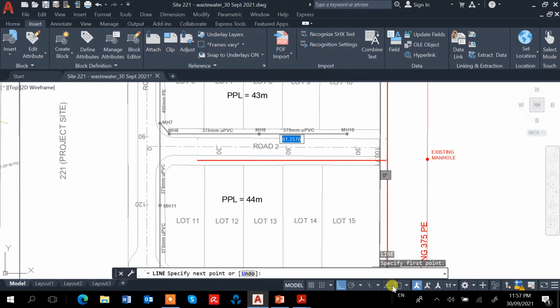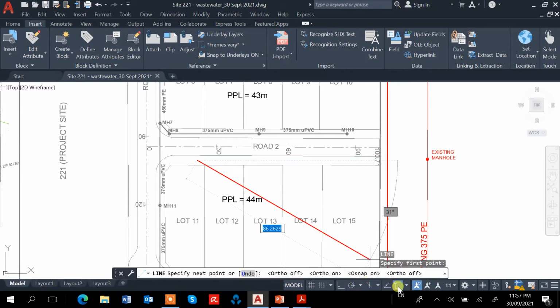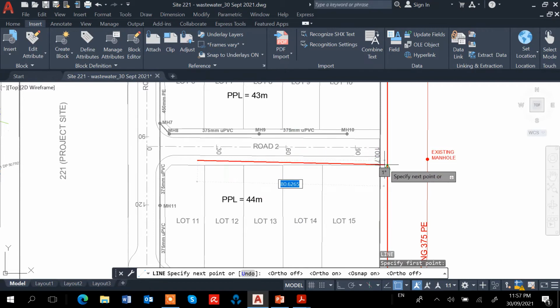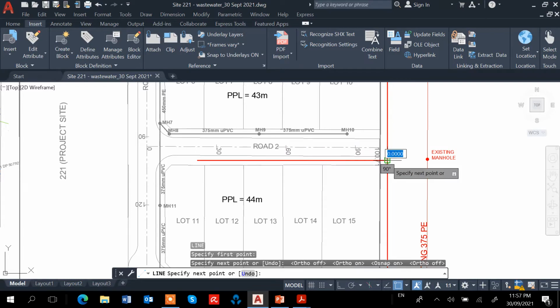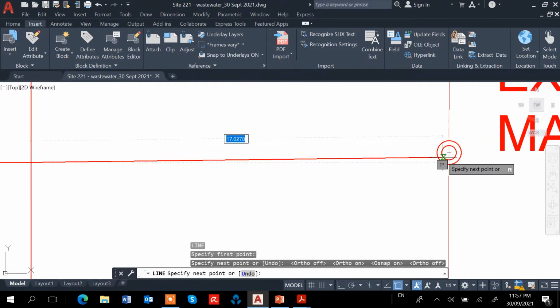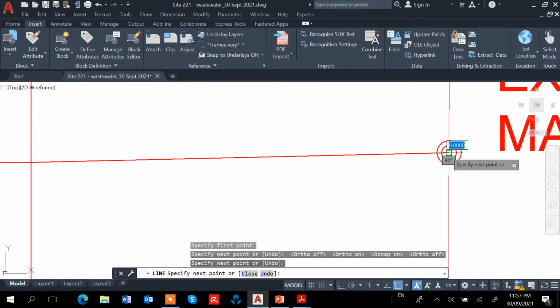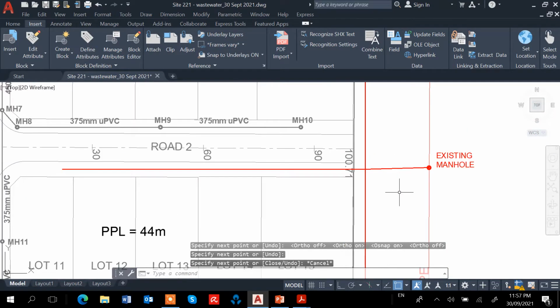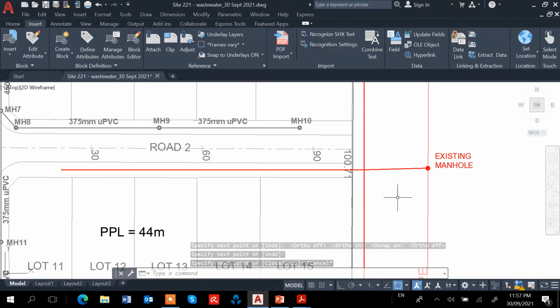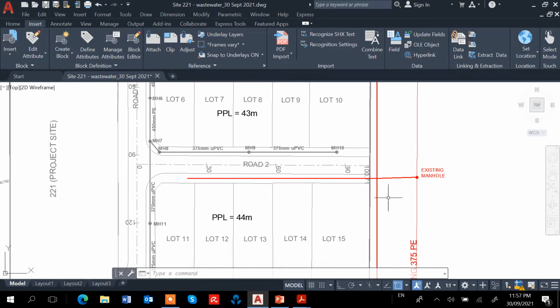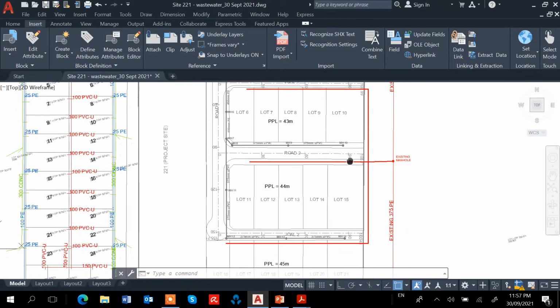Okay, I just need to join this perpendicular. Okay, just here, because I need to have a manhole here, and then here the existing join goes to the existing manhole. Yeah. Okay. So this is the sewer line that is going to be used.